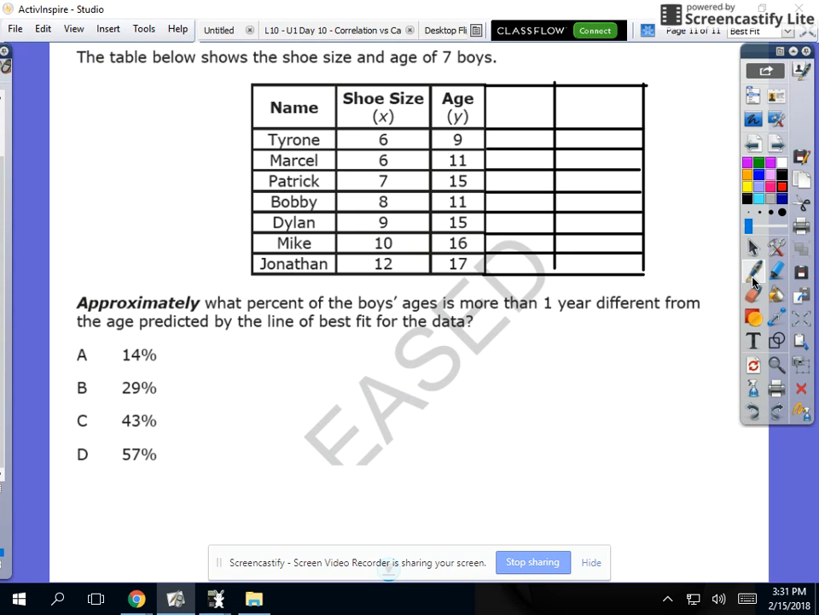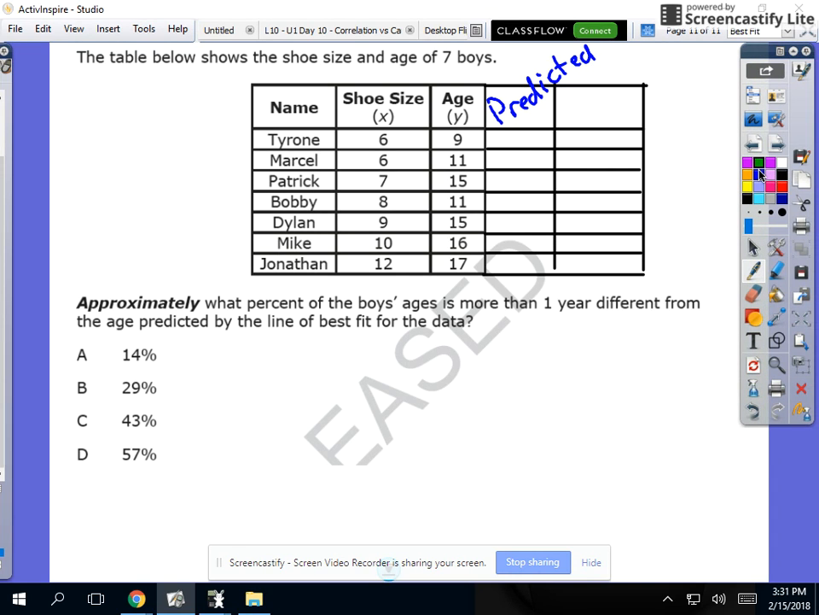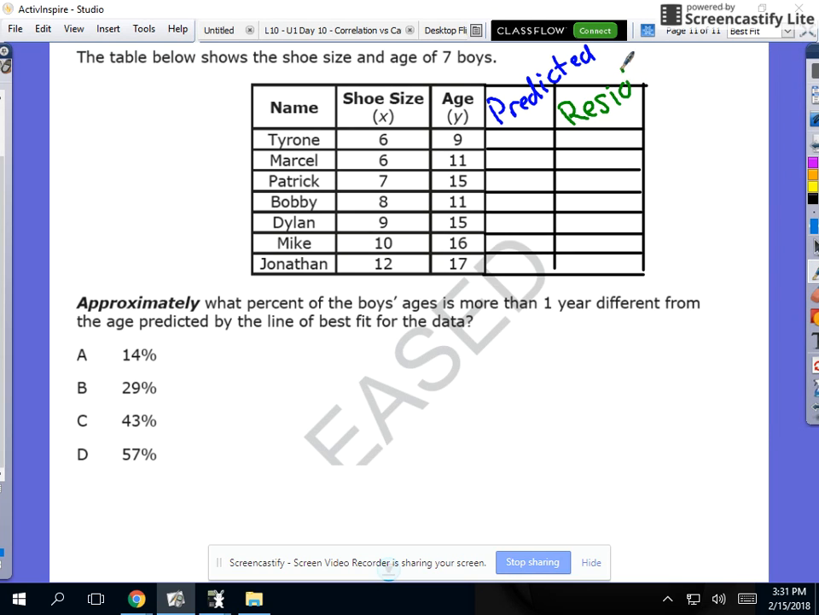I'm going to call the first column I added here the predicted. This is going to be my predicted amount that I'm trying to find. And then once I find that predicted amount, I'm going to be able to calculate the residual amounts. So those are going to be my two additional columns here.